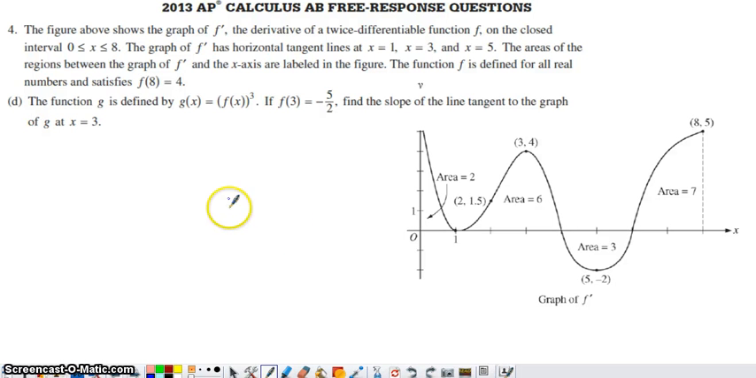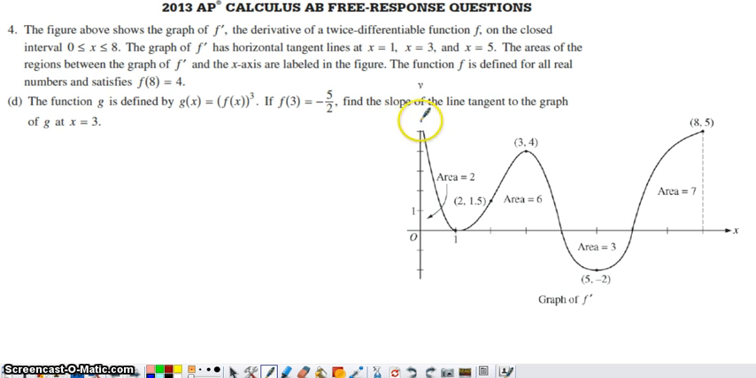So here's the last piece of problem 4 from the 2013 A, B, and BC exam. And in part D here, they define some new function for us, g of x. And g of x is going to be f of x, which we've been working with off and on throughout the first 3 pieces of this problem in previous videos. And it's equal to f of x quantity cubed. They tell us what f of 3 is. They tell us that it's negative 5 halves.